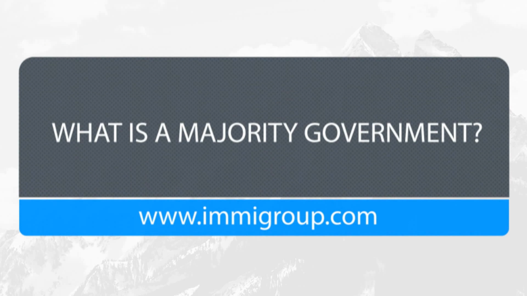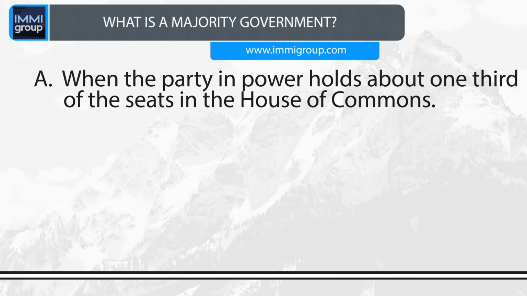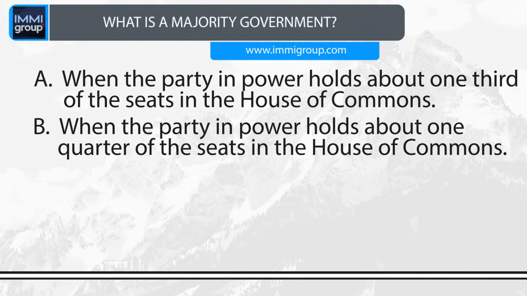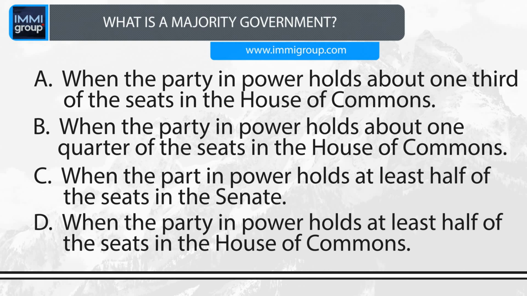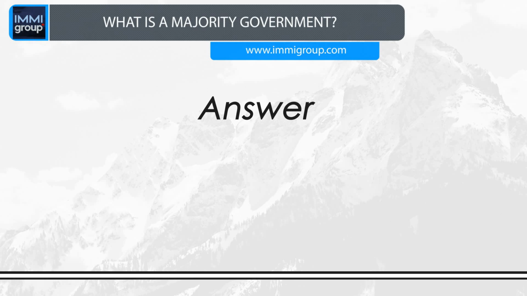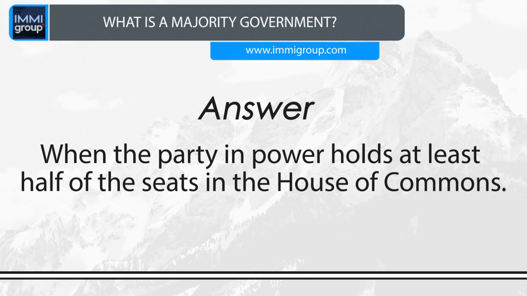What is a majority government? A. When the party in power holds about 1/3 of the seats in the House of Commons. B. When the party in power holds about 1/4 of the seats in the House of Commons. C. When the party in power holds at least half of the seats in the Senate. D. When the party in power holds at least half of the seats in the House of Commons. Answer: When the party in power holds at least half of the seats in the House of Commons.